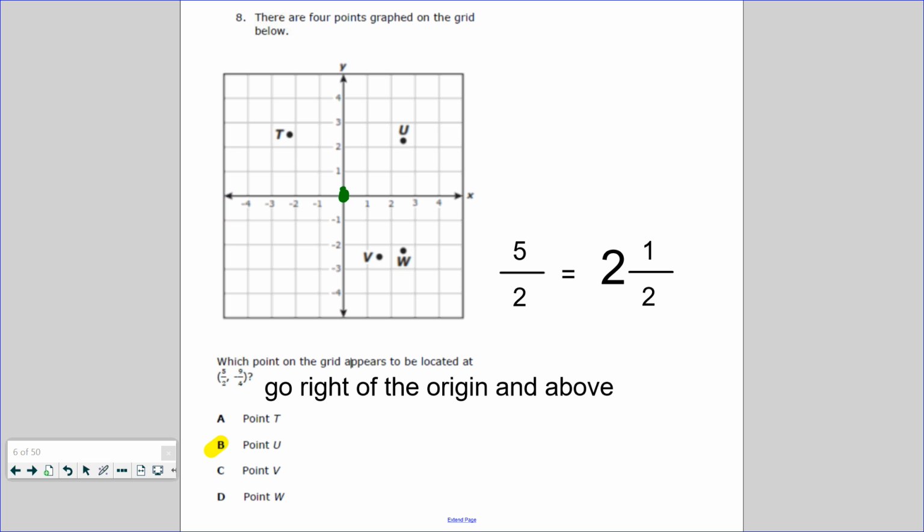So which point on the grid appears to be located at the following? 5, half, and 9/4. Oh, I think it says negative. Oh, this is negative. Yeah, it's kind of hard to see. So this is positive. So we know we're going to go right. So we know it can't be T. Then negative means you have to shift down, so it can't be U. So it can't be T.